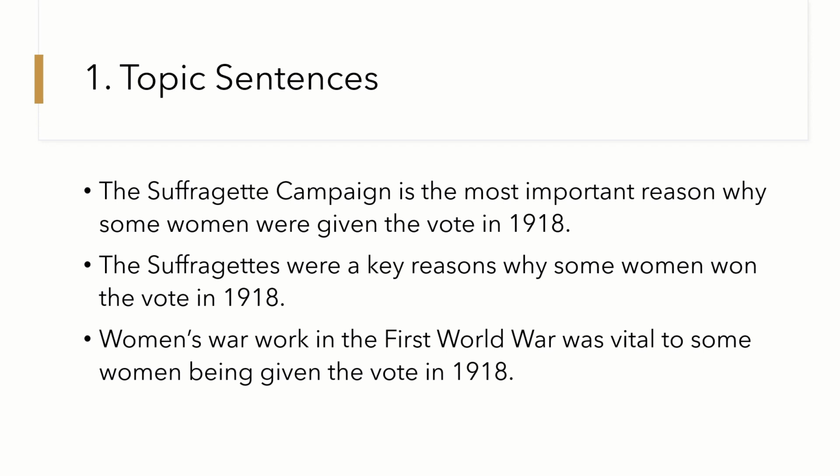And again, you just keep it simple. You refer to the factor and then relate it back to the question. So when you move on to your other paragraphs, when you move on to women's war work, you could say women's war work in the First World War was vital to some women being given the vote in 1918. Other examples: changing attitudes towards women in society is the most important reason why some women were given the vote in 1918. The suffragists were also important in understanding why some women were given the vote in 1918. Just keep it simple, but make sure it clearly states what factor the paragraph is going to be on.